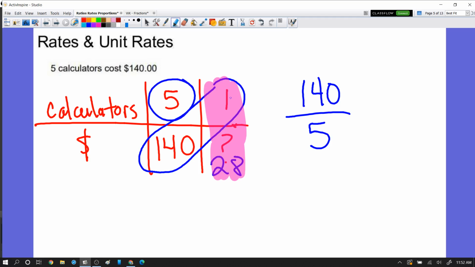One calculator costs $28. And we could find how much 2 calculators would cost if we multiply the top and bottom by 2. And that's the benefit of having a unit rate. We could find out how many 100 calculators cost. If we know that one of them costs 28, we multiply the top and bottom by 100. And that's the purpose of a unit rate. And anytime that you have a rate, like 5 calculators cost 140, you can always turn it into a unit rate, which is how much did 1 cost.